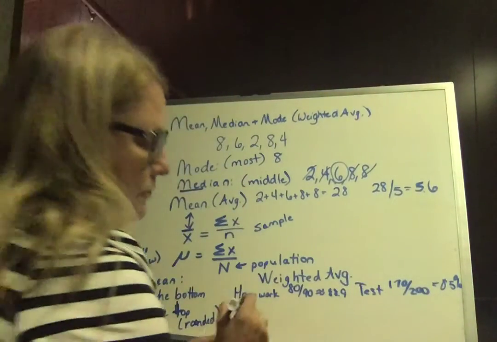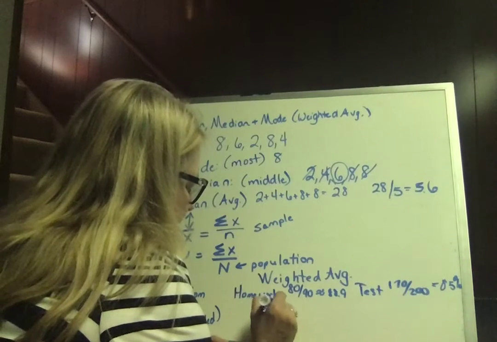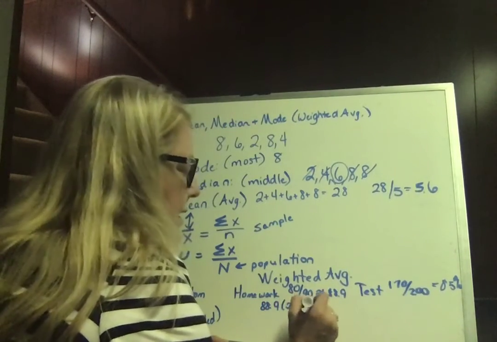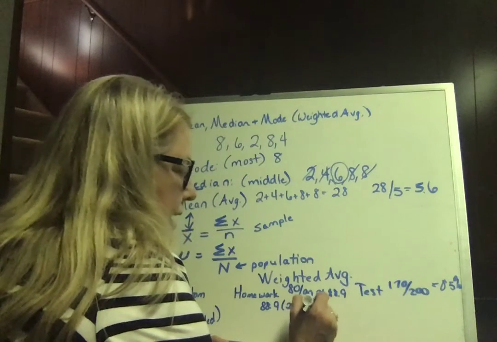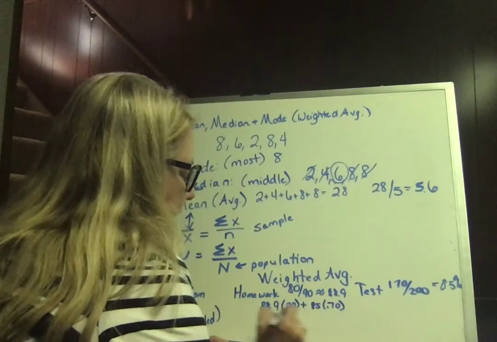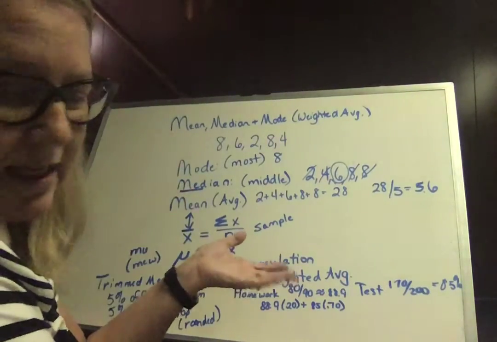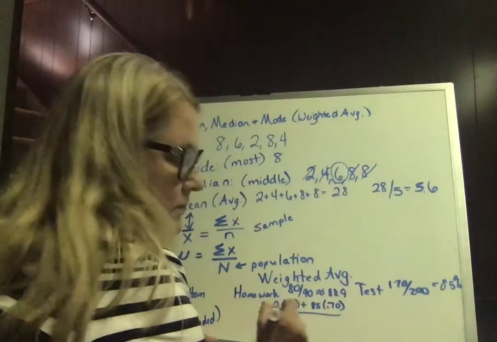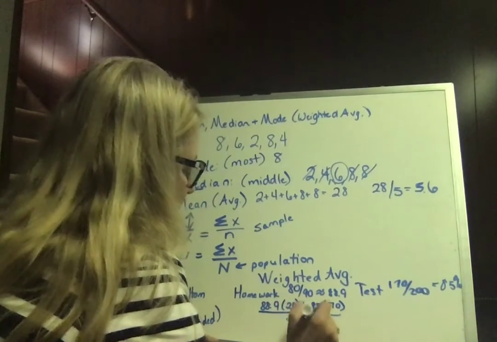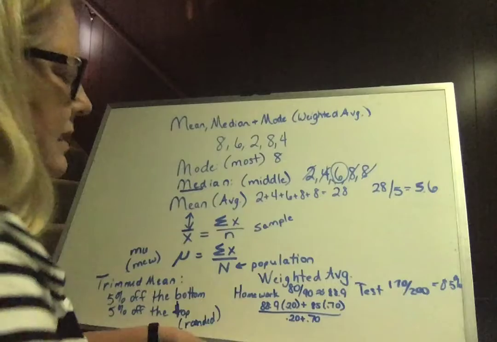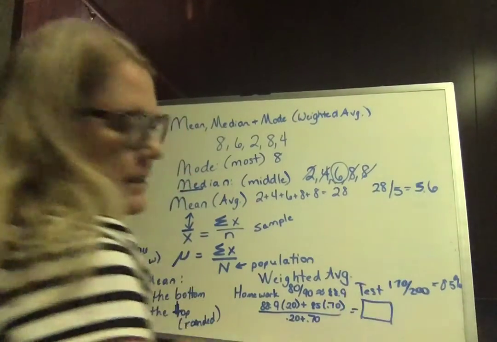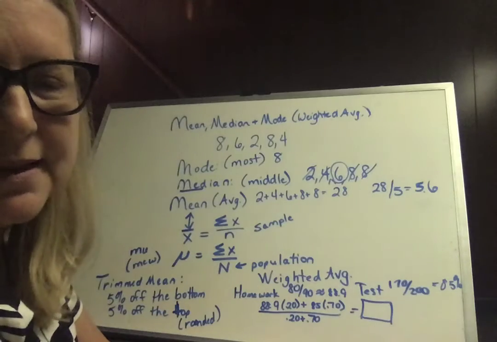And so then you would figure it out. The 88.9 is 20%, plus the 85 is 70%, and the other 10% would have always been the final. And so you divide by 0.20 plus 0.70, and that would give you your final grade instead of just the tens that we have now.